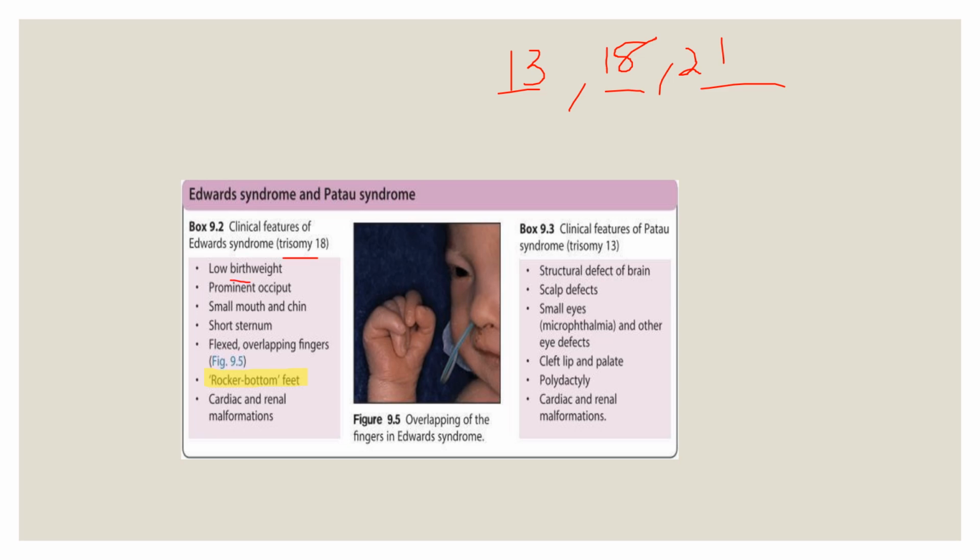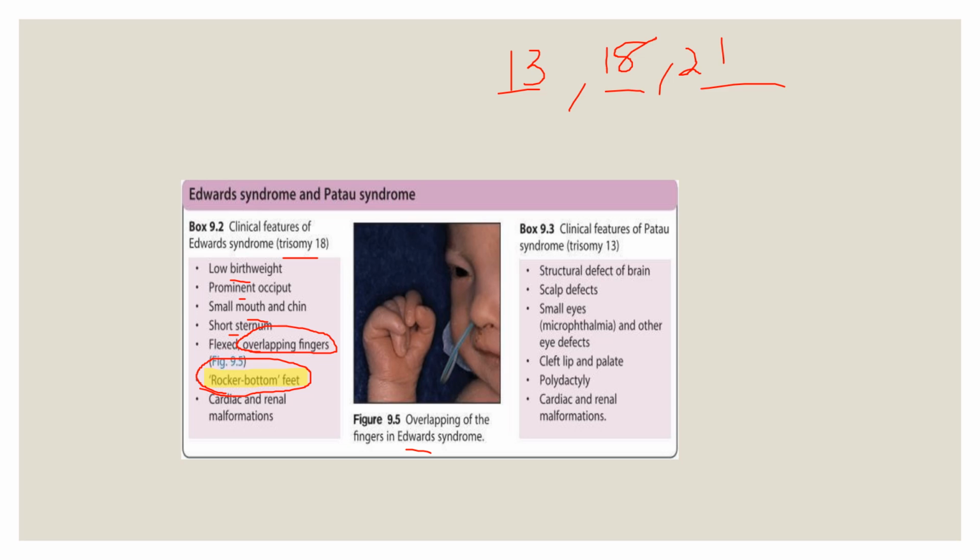There is low birth weight, prominent occiput, small mouth and chin. There is short sternum, overlapping fingers. So this is usually the key given in the question: overlapping fingers and rocker bottom feet. Rocker bottom feet. Cardiac and renal malformations. This is the overlapping of fingers seen in Edward.